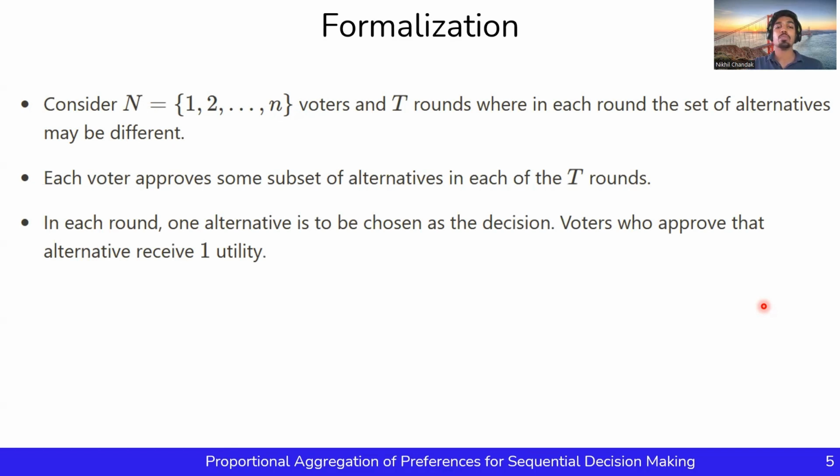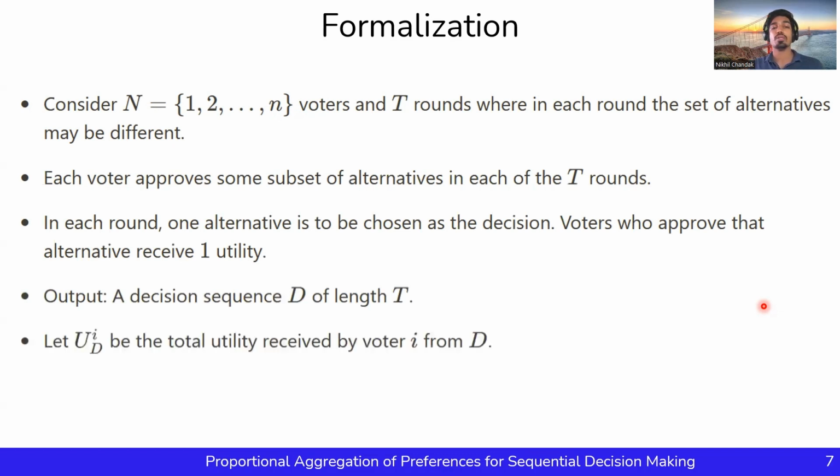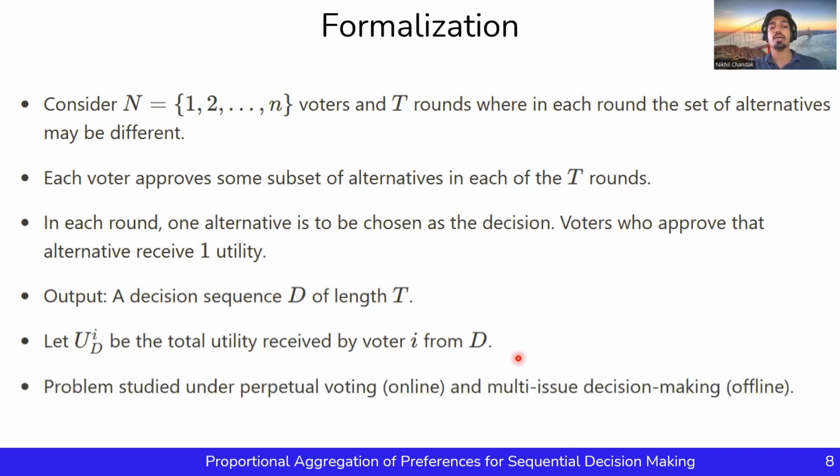Finally, we would like to report a decision sequence of length t as the output, and let u_i be the total utility received by voter i from it. This basically represents the number of rounds approved by voter i in this decision sequence. This problem, when studied from the online setting, is known as perpetual voting, and from the offline setting is known as multi-issue decision making.